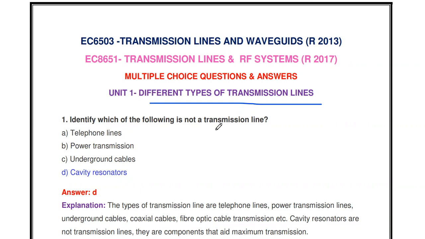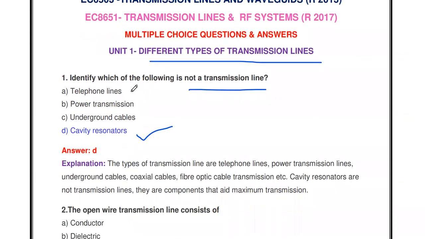Identify which of the following is not a transmission line. Telephone line, power transmission, underground cable, cavity resonator. Cavity resonator is not a transmission line. Telephone line is a transmission line. Power transmission is also a transmission line. Underground cable, coaxial cable, optical fiber cable, twisted pair cable, all are transmission lines. Cavity resonator is not a transmission line.